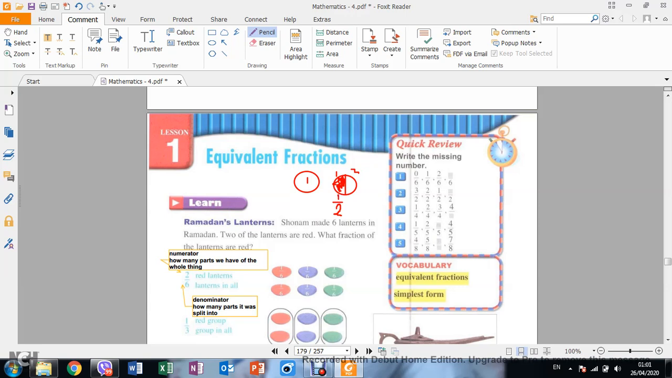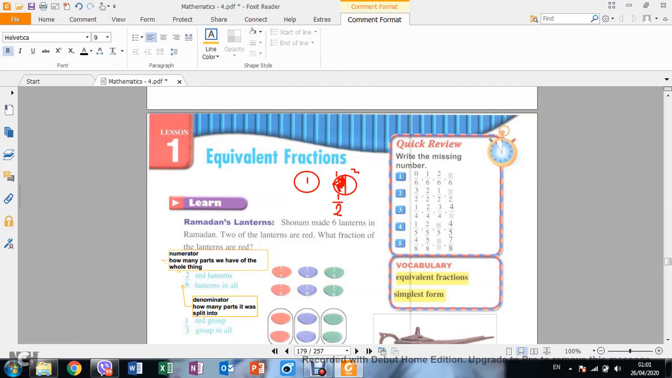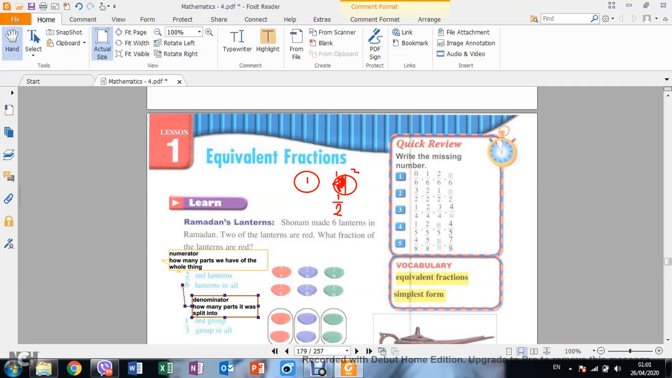So the top number is called what? Numerator. Every top number is called the numerator, and every bottom number is called the denominator. Denominator means the total number of parts when a model is divided. Numerator is how many parts we have of the whole. Denominator is how many parts the whole was split into.